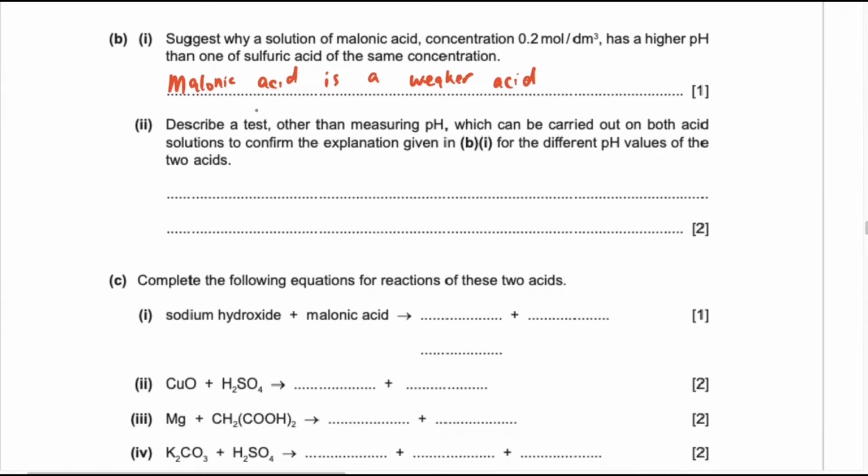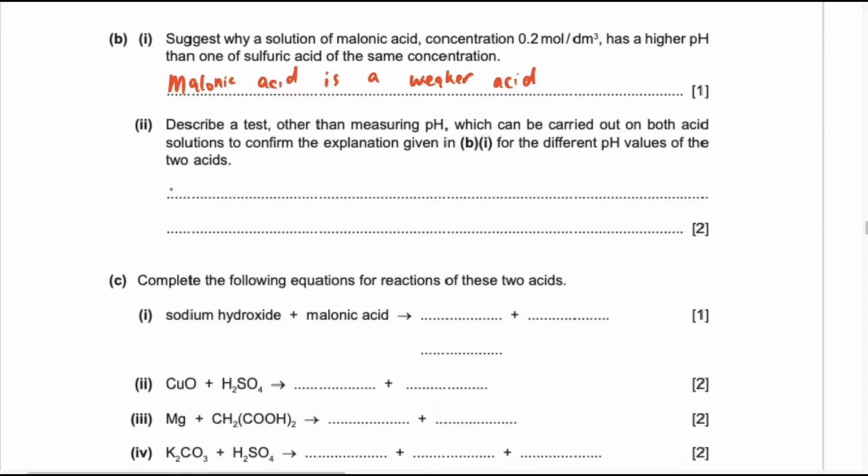Now describe a test, other than measuring pH, which can be carried out on both acid solutions to confirm the explanations given in B1 for the different pH values of the two acids. So if they have a strong acid and a weak acid, what kind of test can we perform? I'm a bit confused, in B1 they mention that the malonic acid has a higher pH compared to sulfuric acid. So if something has a greater pH, that means its number of hydrogen ions is less. Yes, correct, that's hydrogen ion, and it's a weaker acid.